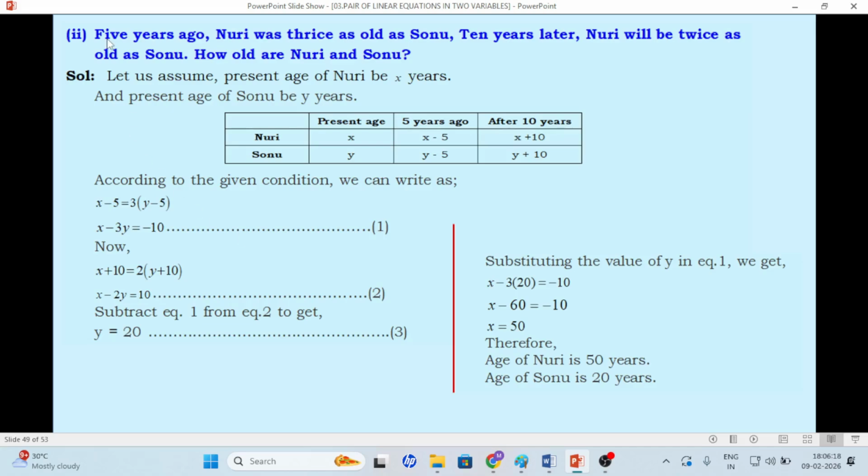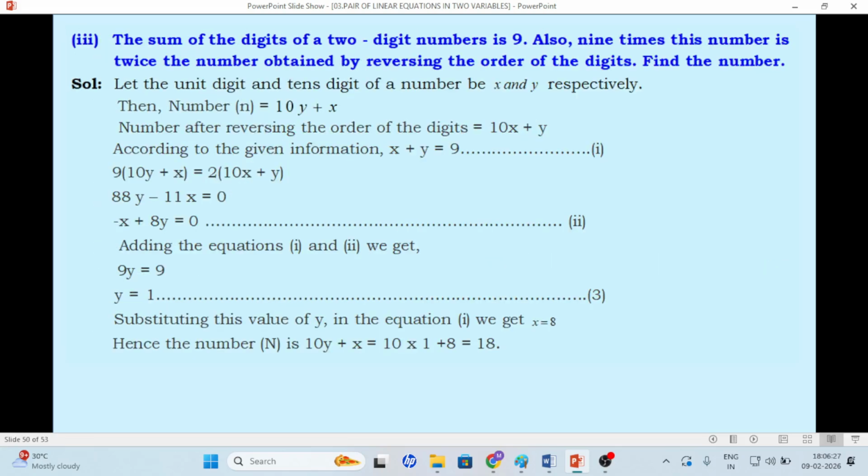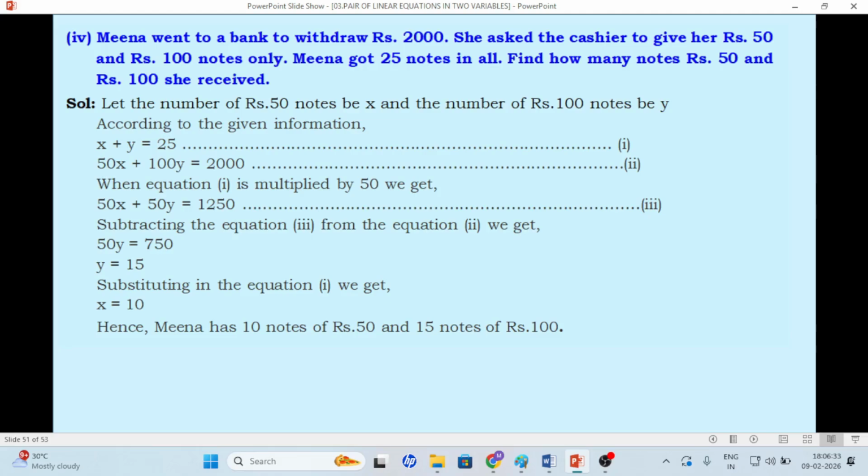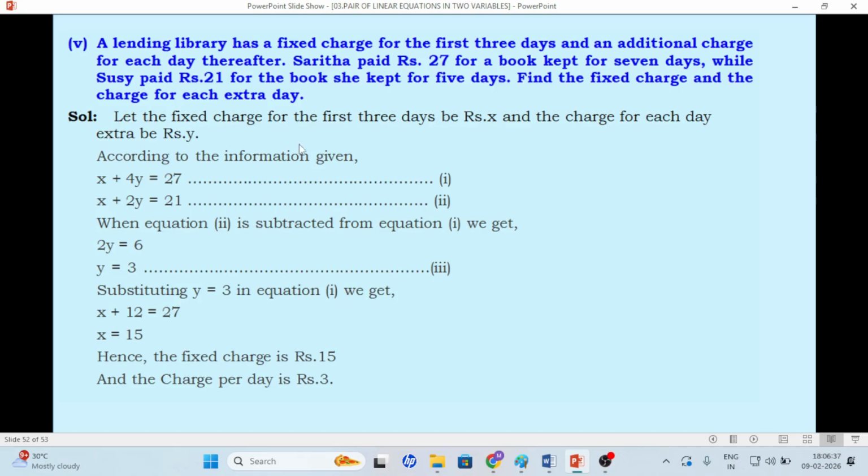From the word problems, we have to convert into linear equations and then apply the elimination method. Again, conversion of linear equations, applying the elimination method. Here also, conversion to linear equations, applying the elimination method. This is the information we have learned so far.